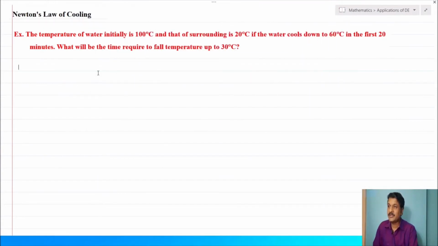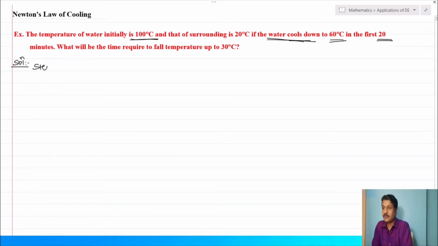Example: the temperature of water initially is 100 degrees Celsius and that of the surrounding is 20 degrees Celsius. If the water cools down to 60 degrees Celsius in the first 20 minutes, what will be the time required for the temperature to fall to 30 degrees Celsius? So here the temperature of water cools down from 100 degrees Celsius to 60 degrees Celsius in the first 20 minutes.